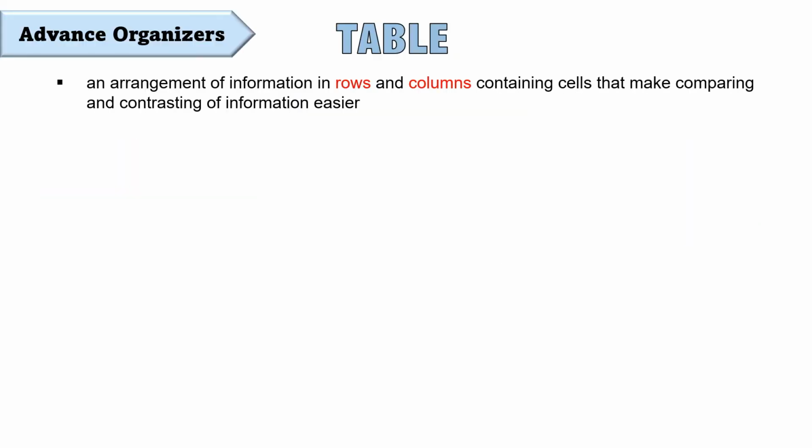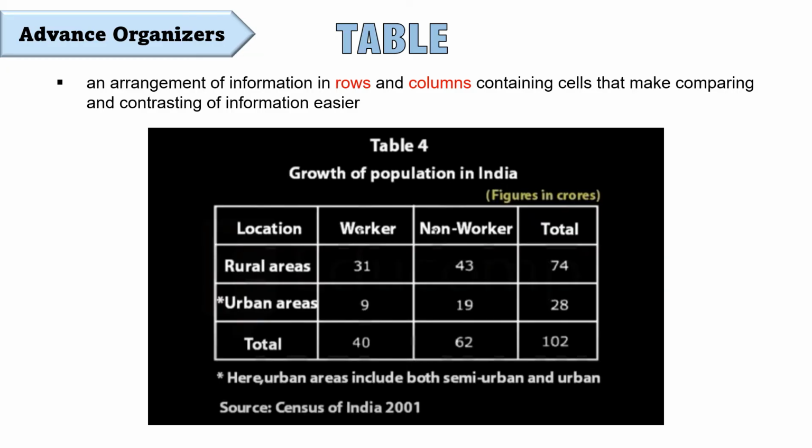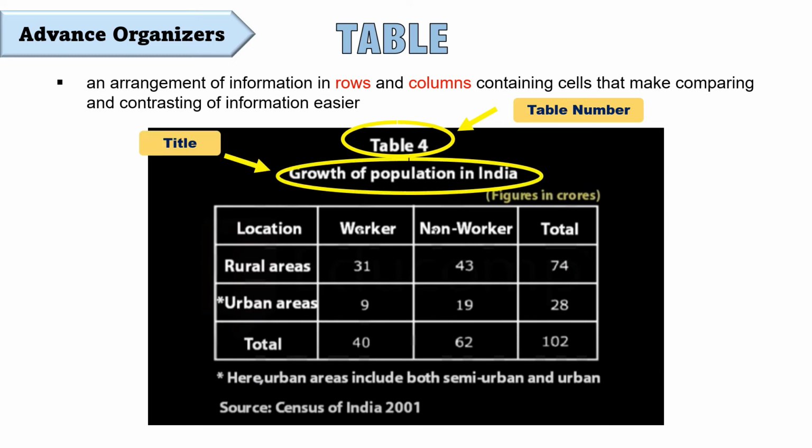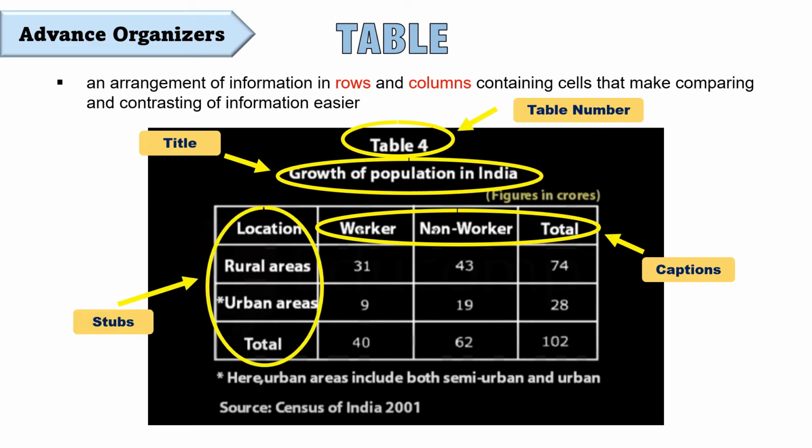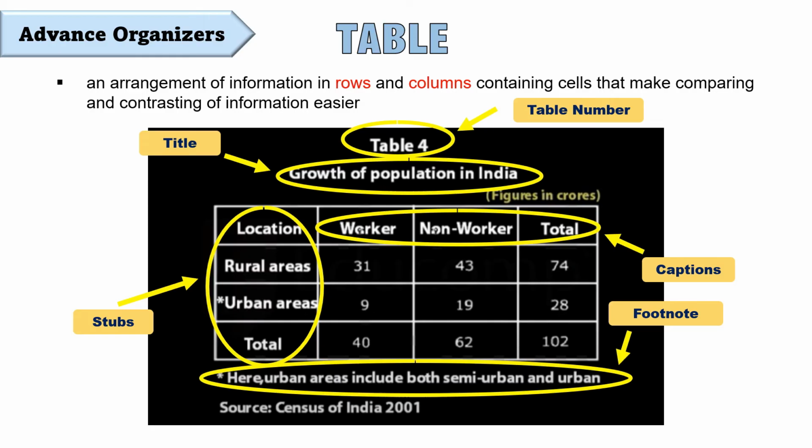Let's start with table. Table is an arrangement of information in rows and columns containing cells that make comparing and contrasting information easier. Here is a sample table and its corresponding parts. We have the table number, title, captions or the column headings, stubs or row headings, footnote, and source.